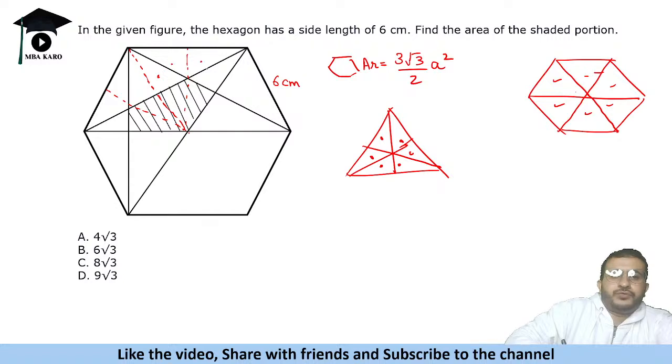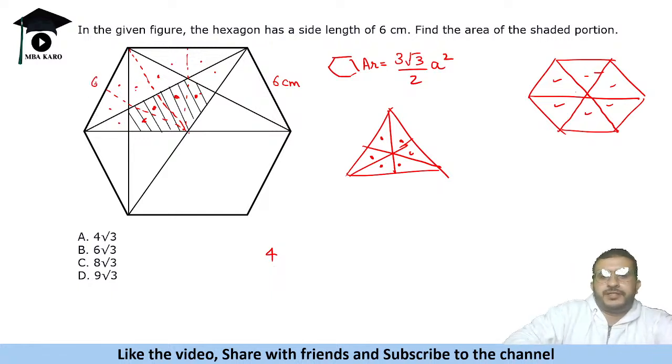Now there are one, two, three, four, five, six parts. Two parts are shaded. One, two, three, four, five, six. Two parts are shaded. So total we have four shaded parts. Each triangle can be made into six parts, and there are six triangles in the hexagon which can be made into 36 parts. देखो हर ट्रायंगल के छह टुकड़े कर सकते हैं ऐसे.